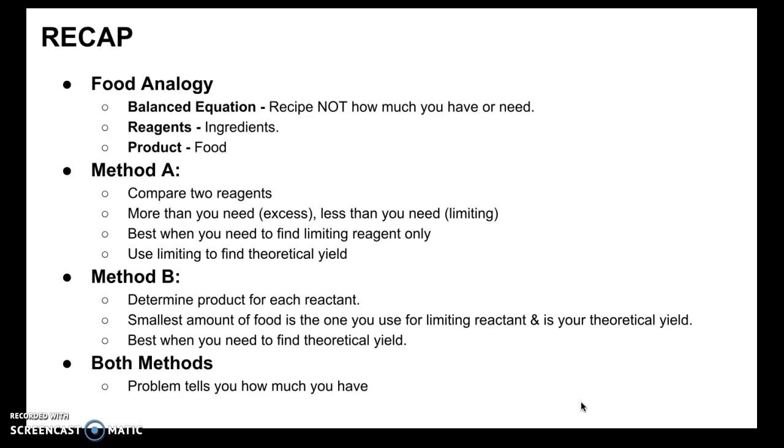You have to think of the problem as your kitchen. What you calculate is how much you need. So remember, you're always calculating how much you need, or how much you can produce if you're using method B. But the problem tells you how much you have. How much you need to produce is what you calculate.